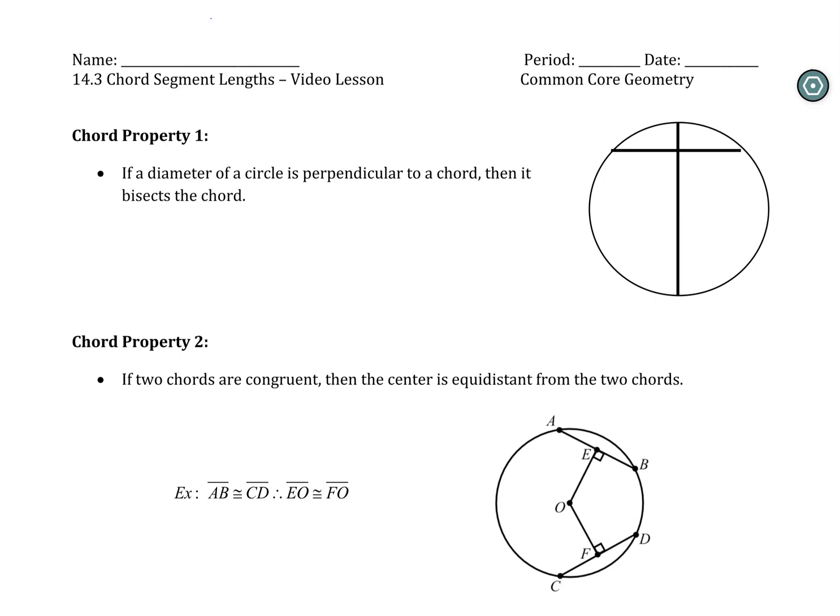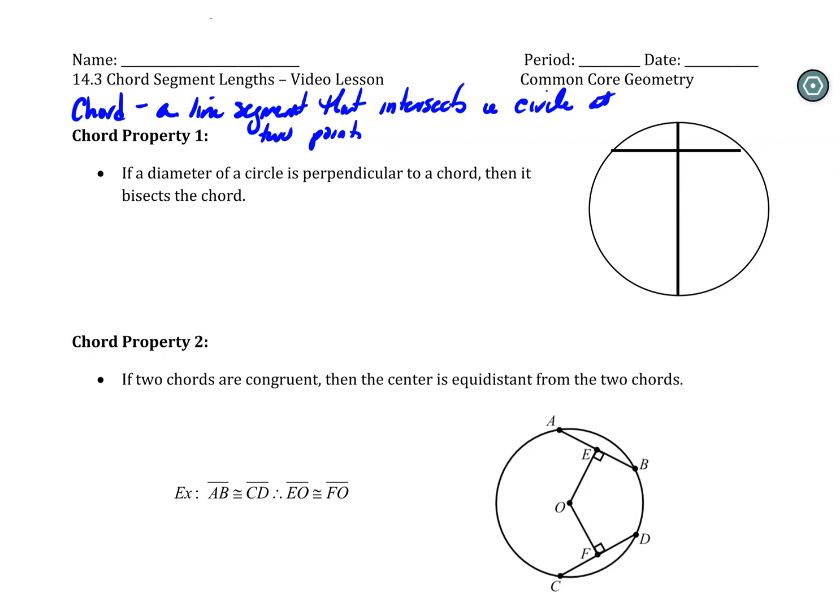Let's write it up here just so we have a little bit of space. So chord, and that is simply a line segment that intersects a circle at 2 points on the edge of the circle.